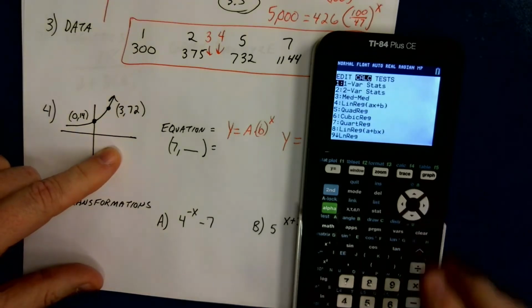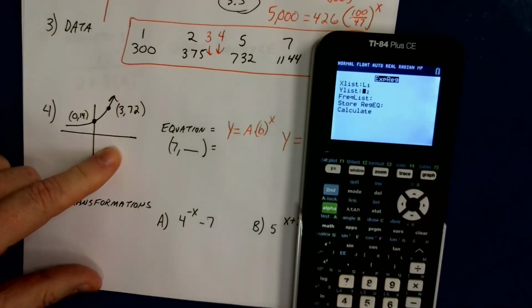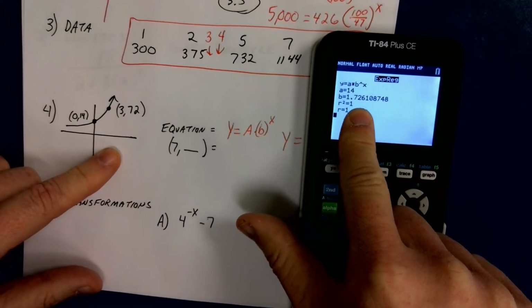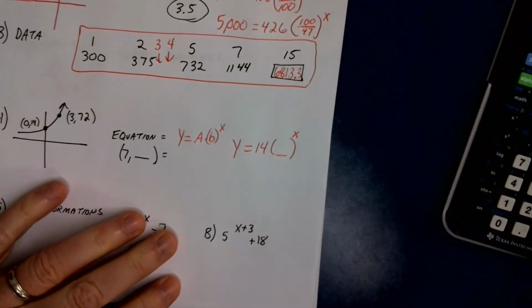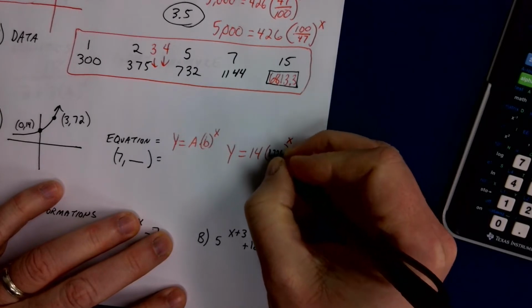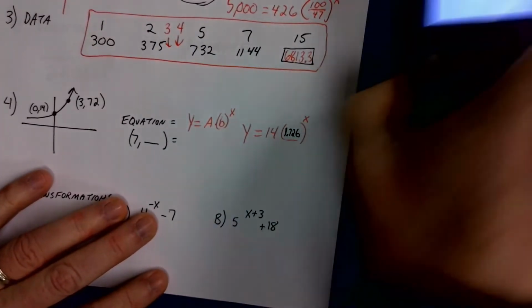Stat, calc, exponential regression. And you can see that it says the growth rate is 1.726. So I'm going to go ahead and put that in right now, 1.726. And I'm going to check and see if that actually works. So here we go.